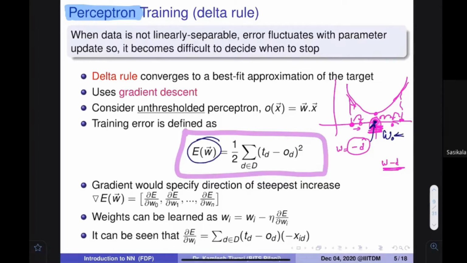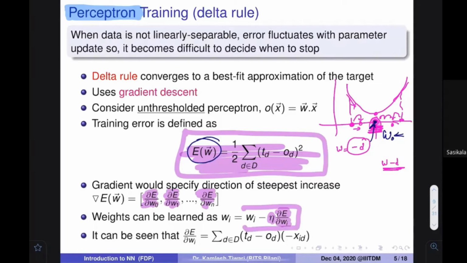What is that method? The method is that you find the derivative of this particular expression with respect to W, and then you modify these W's by adding this derivative with some step size modifier. At the end, whatever value you have, you are going to reduce this value.